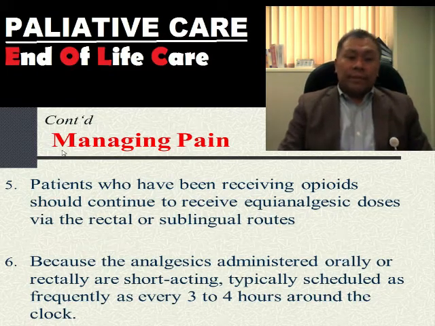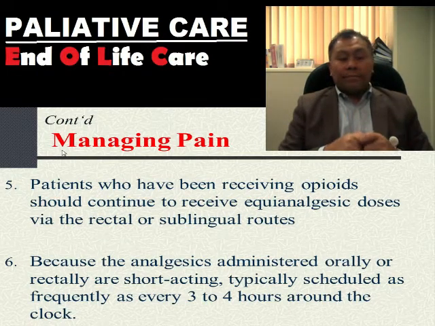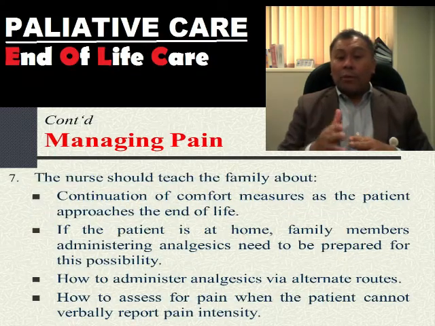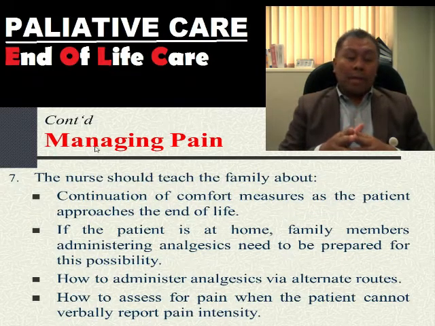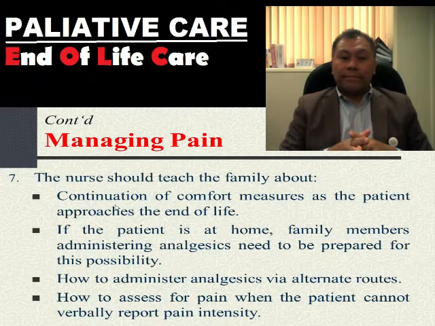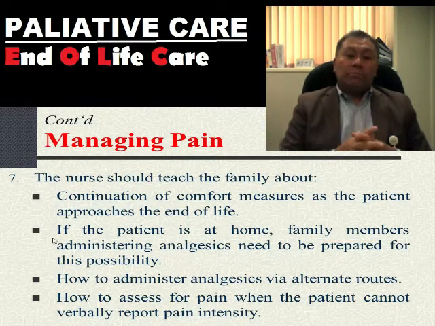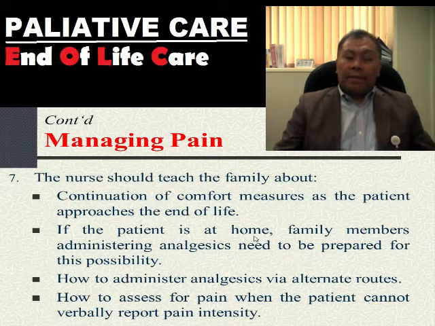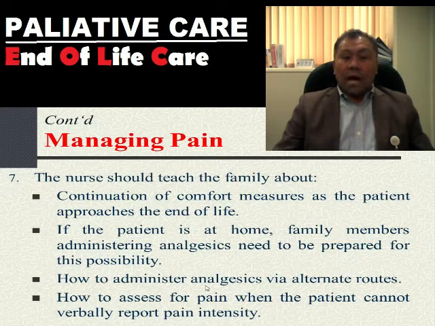Aside from that, the nurse should teach the family about the continuation of comfort measures as the patient approaches the end of life. If the patient is at home, family members administering analgesics need to be prepared for this possibility. They need to know how to administer analgesic via alternate routes, and how to assess the pain when the patient cannot verbally report pain intensity.